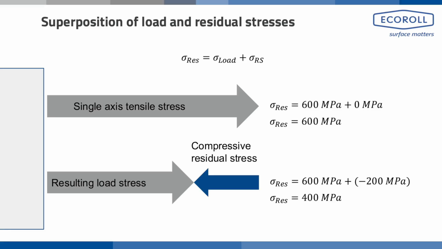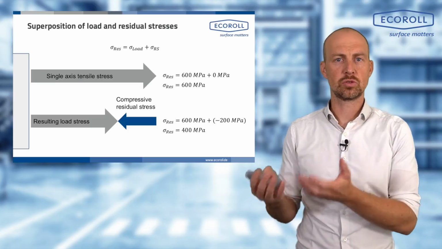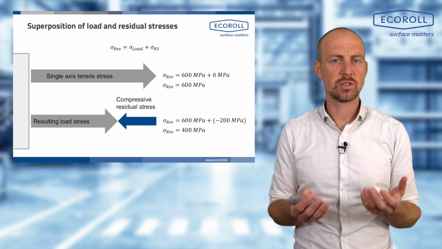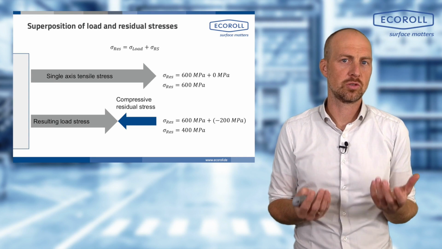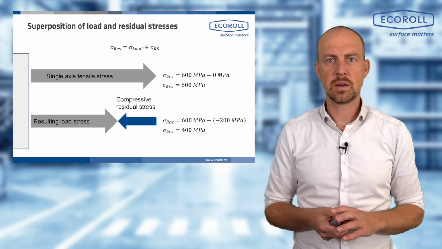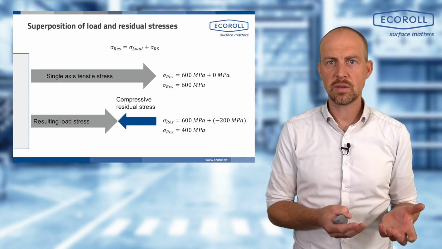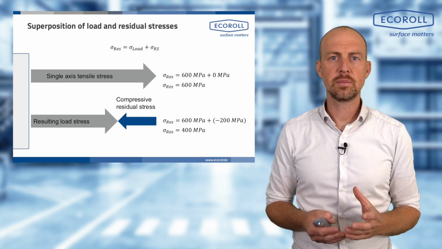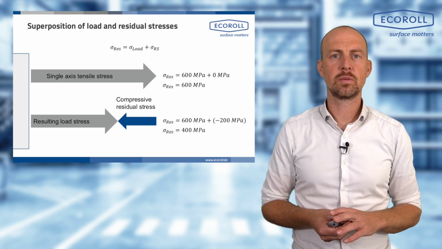Now, from mechanics, we know a very simple relationship for superimposing load stresses. We can simply add them. We can simply add load stress and residual stress. This would be the case here, just load and residual stress, and then calculate a resulting stress. Here, I've just written down the very simple formula. Sigma res equals sigma load plus sigma residual stress. This is also valid as far as it goes.